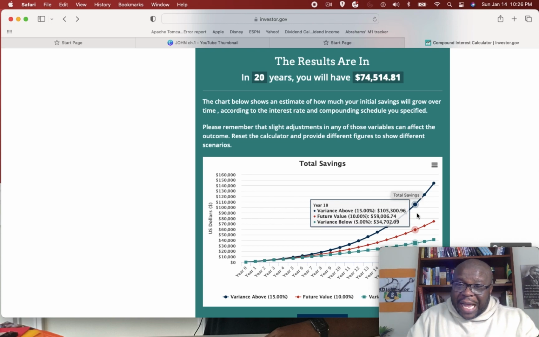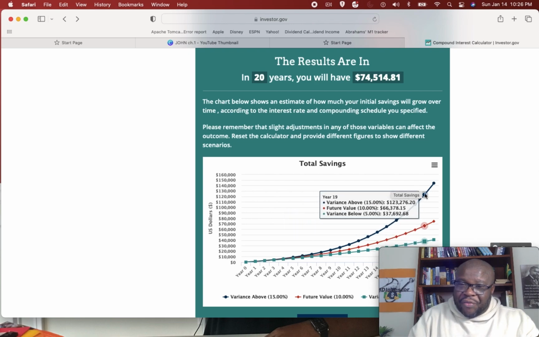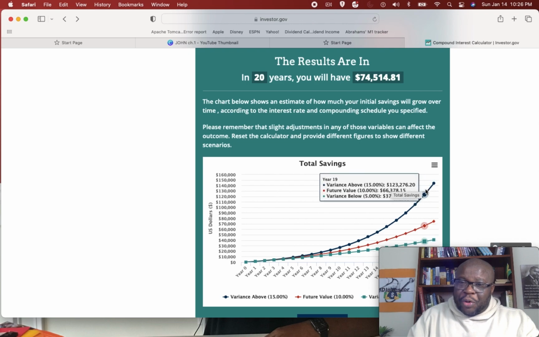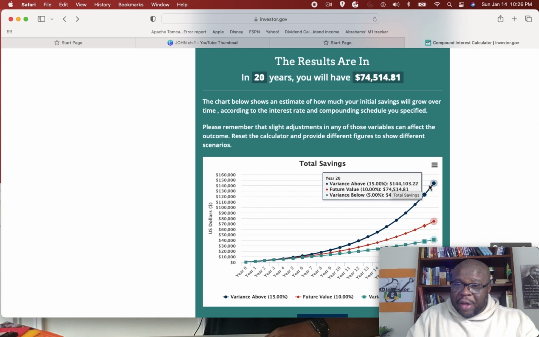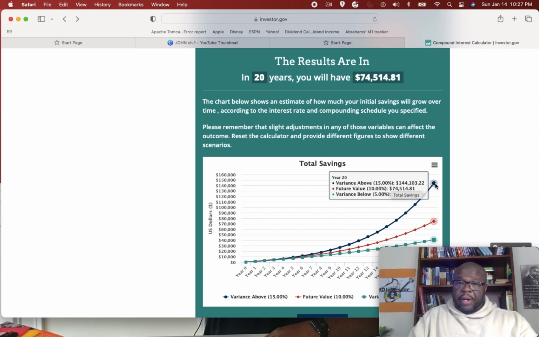The 5% extra above the 10%, you see the curve is already beginning to curve, okay? So that's why rate of return is very important. 1% extra, 2% extra rate of return can make a difference, okay? 20 years, and because of the extra 5% return, you have pretty much almost double, right? 74,000 to 144,000, almost double because of the extra rate of return. Now, let's crank up. So this is in 20 years, right? Not bad for $100 a month, right?